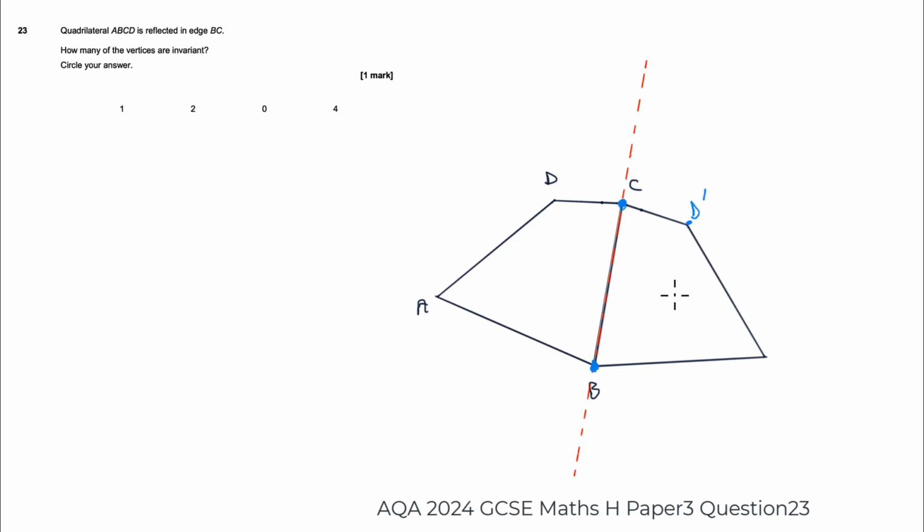We'll call that D dashed. It's the image of D in the mirror. And A moves away over here. We'll call that A dashed. So C and B do not move. They're invariant when they're reflected in that mirror line. So the answer to the question is 2.